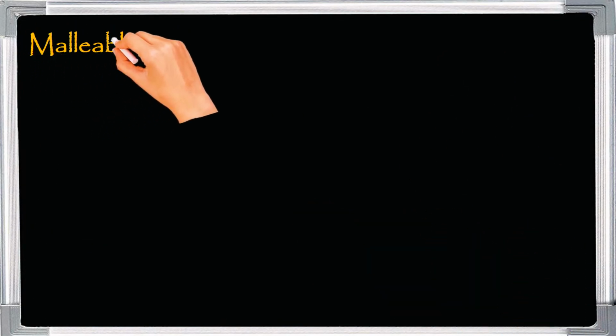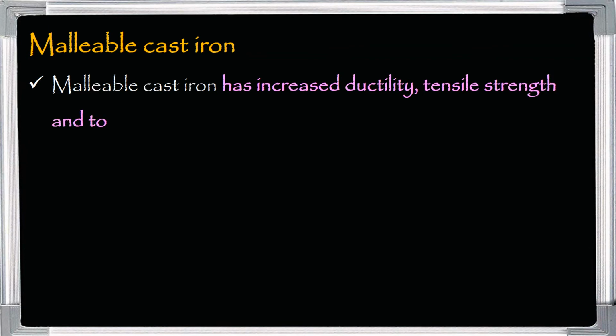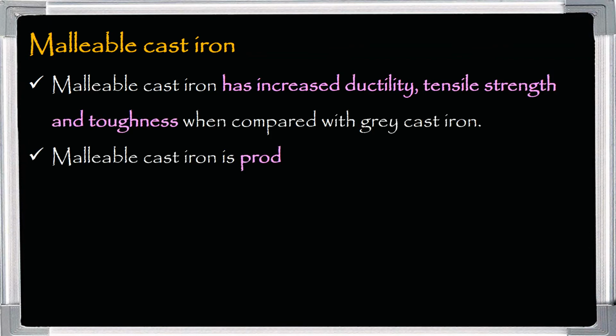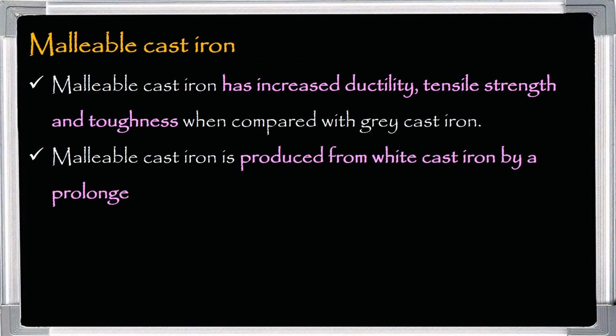Now let's see what is malleable cast iron. Malleable cast iron has increased ductility, tensile strength and toughness when compared with grey cast iron. Malleable cast iron is produced from white cast iron by a prolonged heat treatment process lasting for about 30 hours.